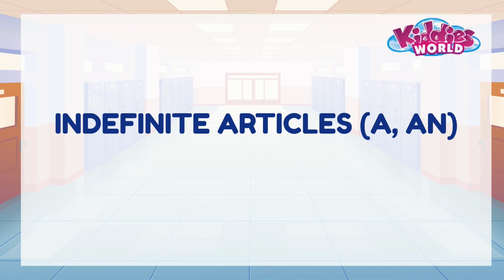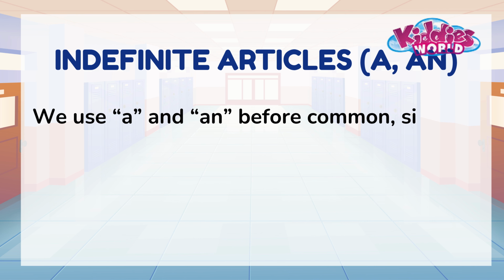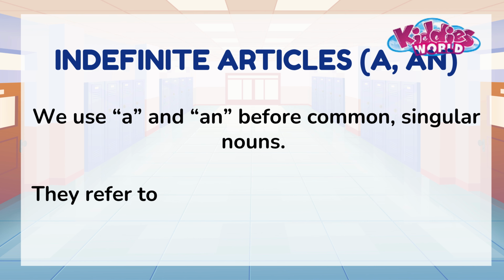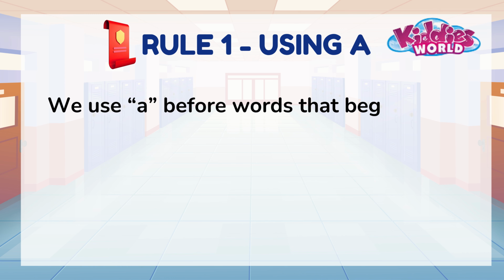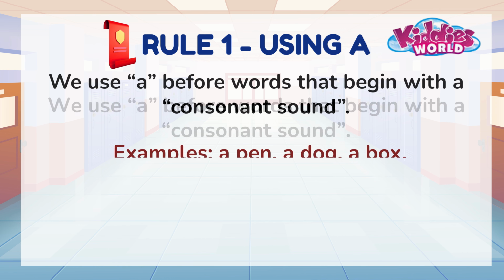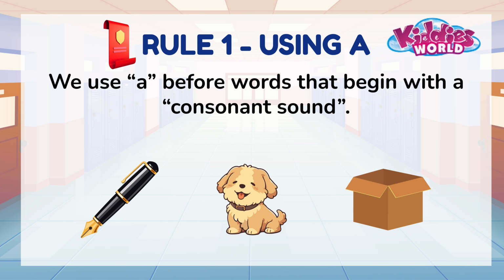First, let's talk about indefinite articles, a and an. We use a and an before common singular nouns. They refer to something general, not specific. Rule 1. Using a. We use a before words that begin with a consonant sound. Examples: a pen, a dog, a box.